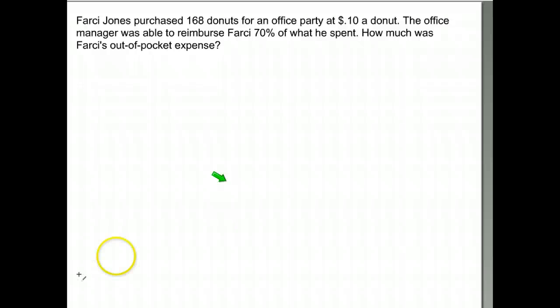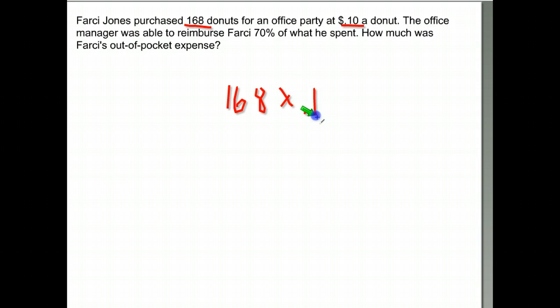So first we have to find out how much the donuts cost in the first place. Well, he bought 168 donuts and they were 10 cents a donut. So for the cost of the donuts, we take 168 donuts times 10 cents. Good. Yeah, so it cost him $16.80 to buy these donuts. Now he got reimbursed for part of it, but only for 70%. So the company paid 70% of the $16.80, and he had to pay the rest.